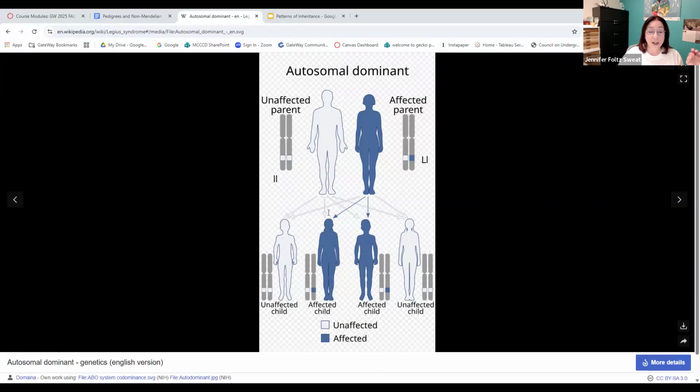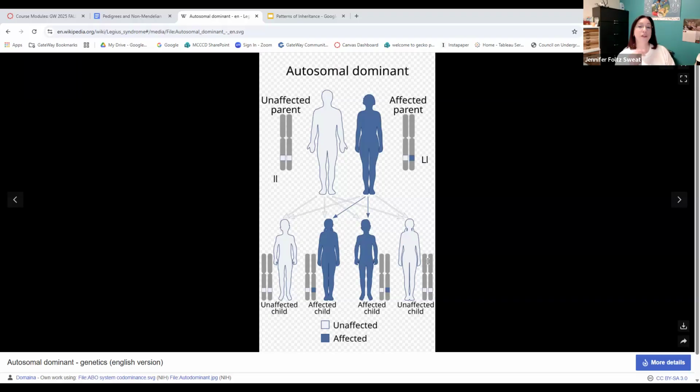Now, the two offspring that are affected, what are their genotypes? Big L, little l. Exactly, they're heterozygotes. They had to get big L from mom, and then they get little l from dad. Now, the two children that are unaffected get little l from mom, little l from dad.